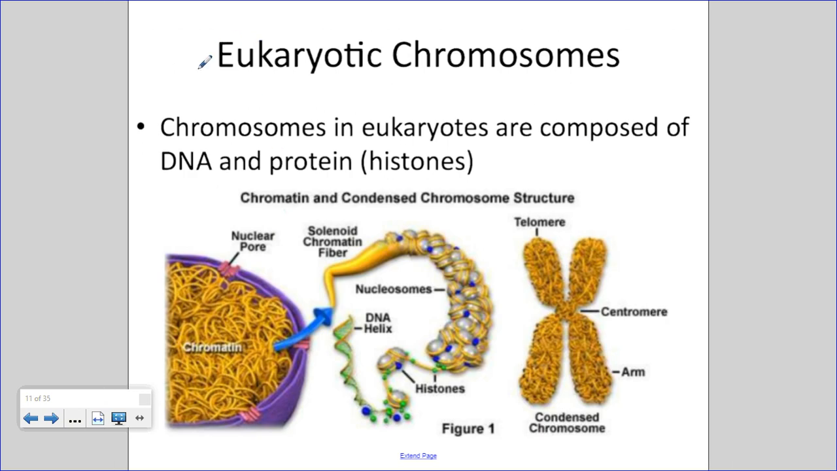Moving on to eukaryotic chromosomes. Eukaryotic chromosomes are composed of both DNA and protein, in the form of histones. This diagram shows how DNA is condensed, folded, and structured at different levels. In the nucleus, you have the chromatin structure, which is basically DNA coiled around the histones, an uncondensed version of a chromosome. During DNA replication, this chromatin will condense and supercoil into a chromosome.